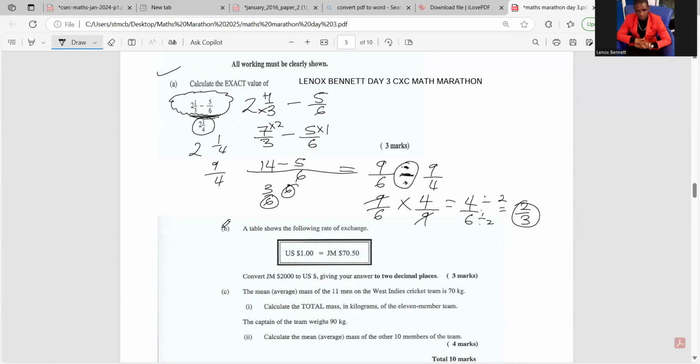So do that one for 3 marks there, guys. And then C says the mean average mass of 11 men on the West Indies cricket team is 70 kilograms. Calculate the total mass in kilograms of the 11 team players. The captain of the team weighs 90 kilograms. Calculate the mean mass of the other 10 members of the team. So work out that one, 7 marks.